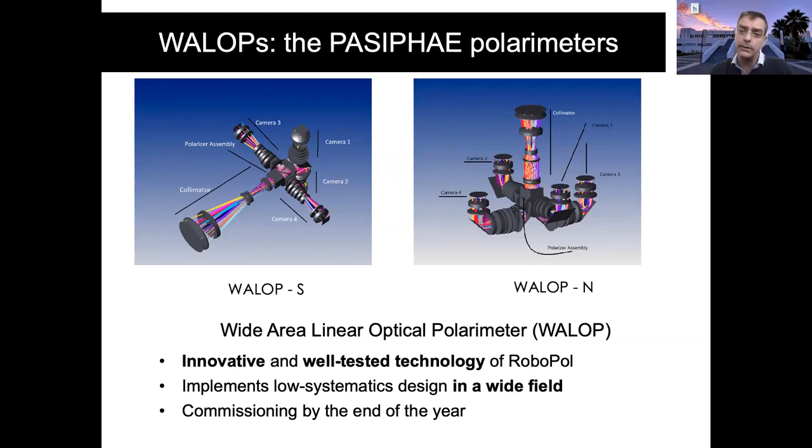The WALOPs build on the well-tested, no moving parts, low systematics technology of RoboPol. It's installed and has been running at the Skinakas Observatory with tremendous success since 2013. And it implements this RoboPol technology and design in a wide field instrument so that we can do mapping. The development of both instruments, the south and the north, at Ayuka, India, is currently underway, and the commissioning is expected by the end of the year, COVID permitting.